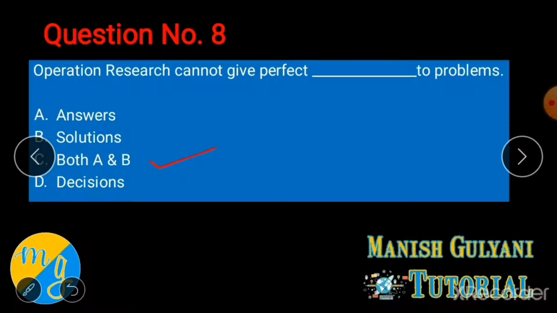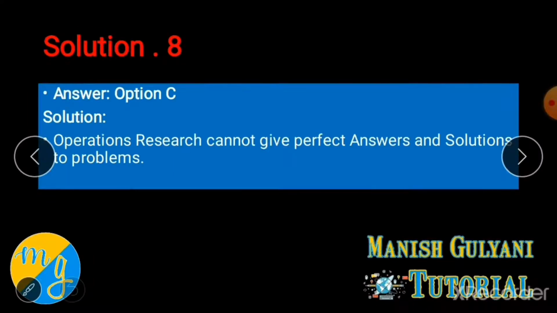Now, question number 8. Operation research can't give perfect solutions to problems. Options: solution, both A and B, and decision. The correct answer is option C, both A and B. Reason being, the main feature of OR always guides about the best answer. Whatever answer you obtain by solving the equation, it may or may not be the best answer. Reason being, we operate in the world of uncertainty. We live in the environment of uncertainty. You can't say this answer is the best answer.